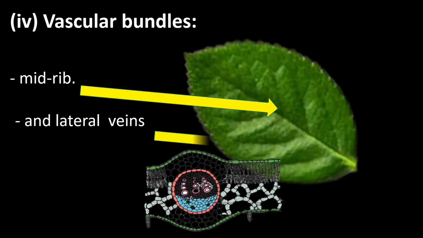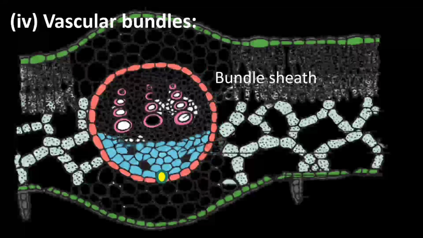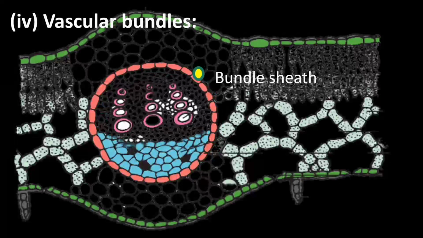This is a TS of dicot leaf, internal structure of dicot leaf. Let us find out the vascular bundle area. Just see the center. This is the vascular bundle area. Vascular bundles are made up of xylem and phloem. The vascular bundle is covered by a single layer of parenchyma. The single layer of parenchyma which is covering the vascular bundle is called bundle sheath. A sheath of parenchyma found around the vascular bundle is bundle sheath.